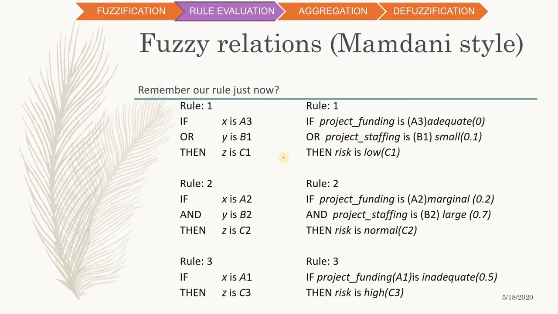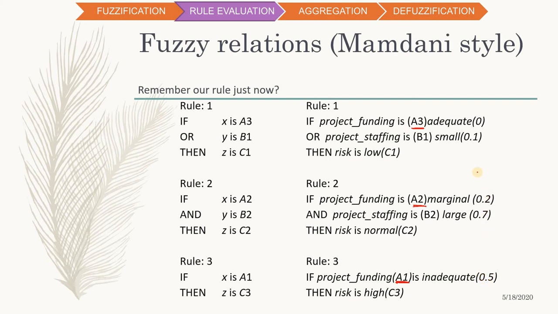Do you still remember our rules from just now? This is our rule 1, rule 2 and rule 3. Rule 1 is project funding A3, project funding A2 and project funding A3, where A1, A2 and A3 represent adequate, marginal and inadequate. Our project staffing B1 is for small, B2 is for large. These are the values that we have obtained from the fuzzification process.